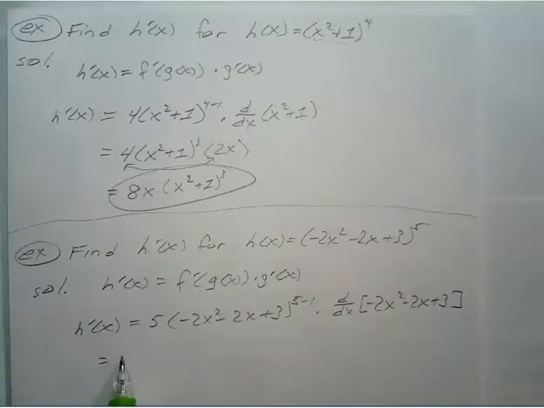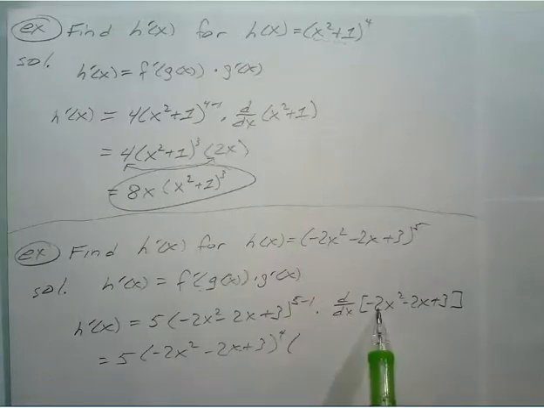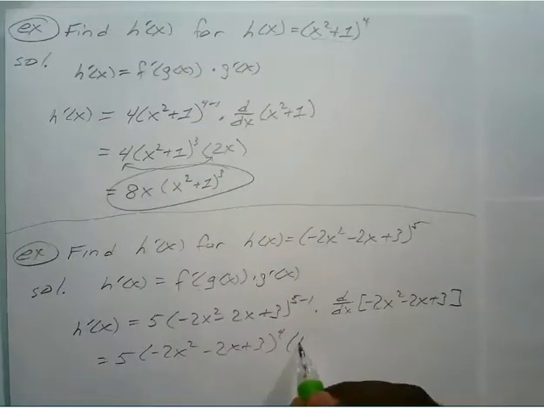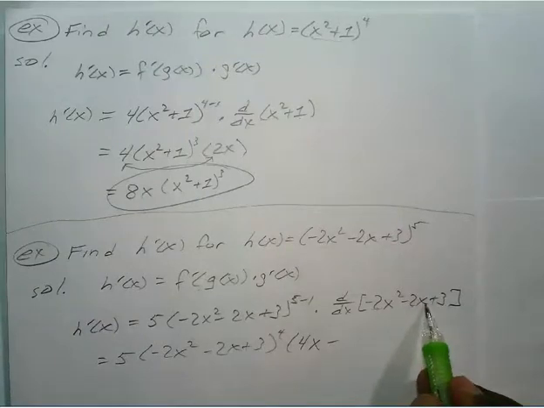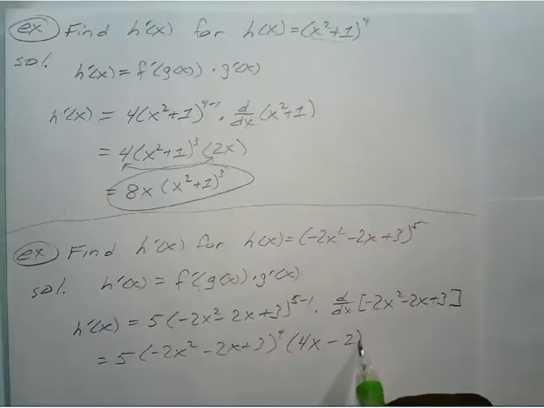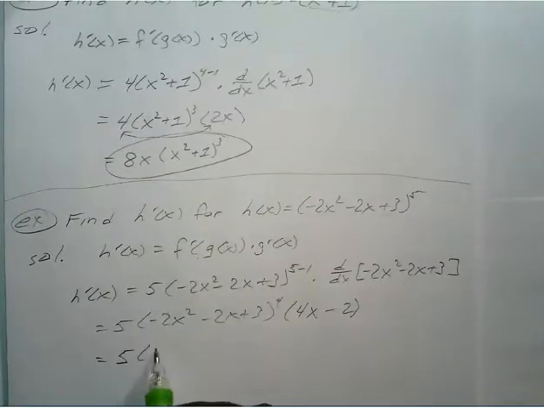Okay, so that gives us 5 times negative 2x squared minus 2x plus 3 to the fourth power times the derivative of negative 2x squared. If we bring down a 2, negative 2 times 2 is negative 4, times x, minus the derivative of 2x, which is just 2, so we have minus 2. And the derivative of 3 is just 0, so that disappears. Okay, so if you want to leave it like this, you can, or if you want to switch it around, you can do that also.